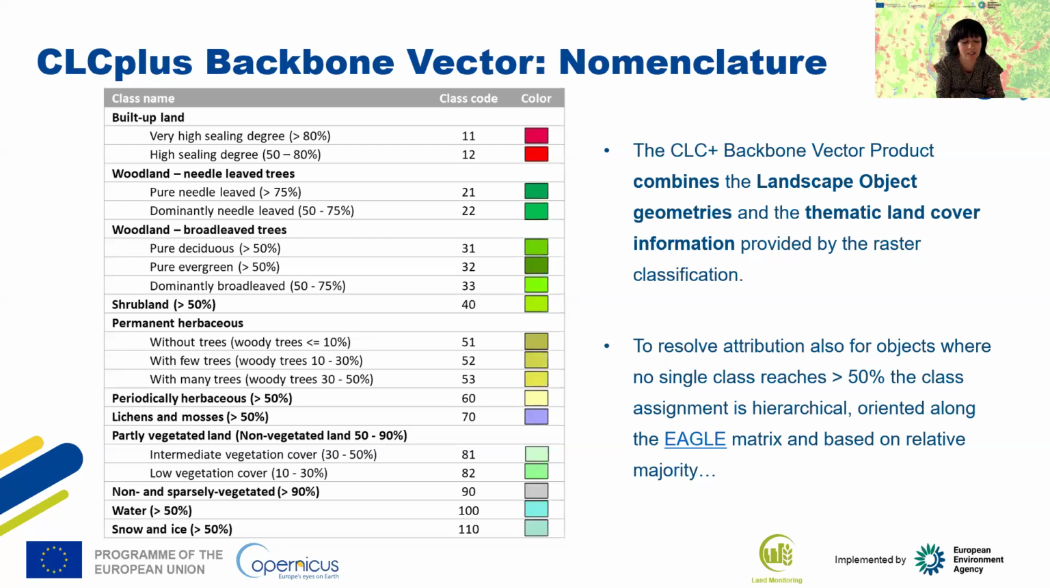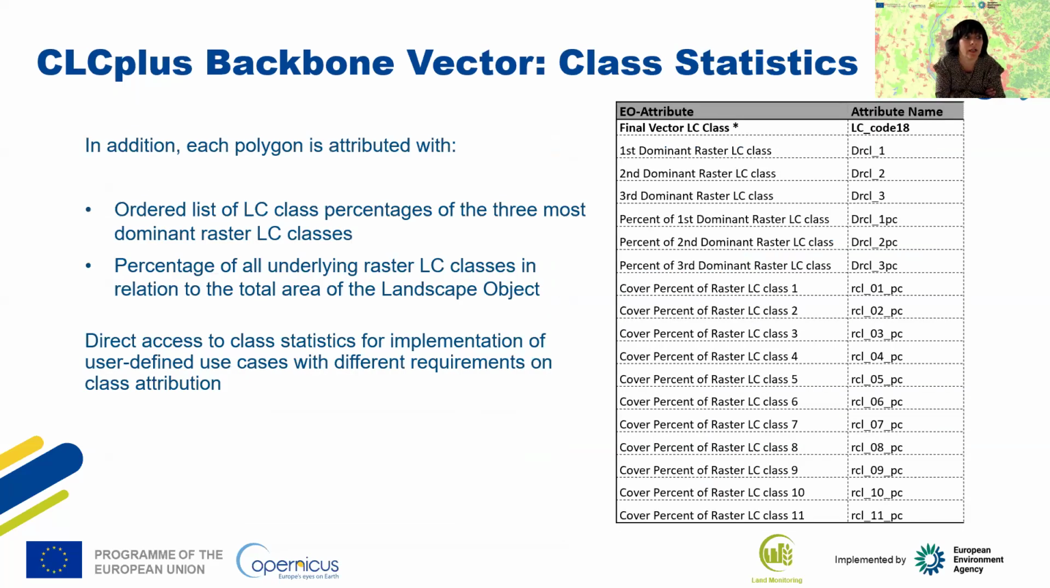Because of having potentially a lot of classes on every polygon that could not reach maybe 50% of the class assignment, this assignment is done in a hierarchical way based on a decision tree as well, oriented along the EAGLE matrix. If you go to the next one, you'll see that because of this, there is a lot of information on every polygon that does not include only this land class of the 18 classes. It has much more than that.